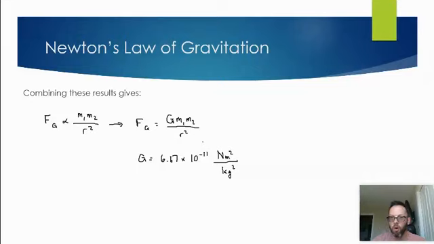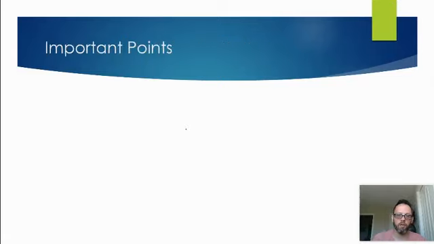And as I mentioned before, this R is the center-to-center separation. So if you know the two objects' masses and how far apart they are, then you can calculate the gravitational force between them. Pretty cool. So I think there are 4 important points.